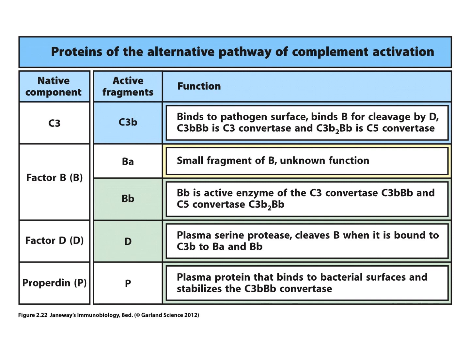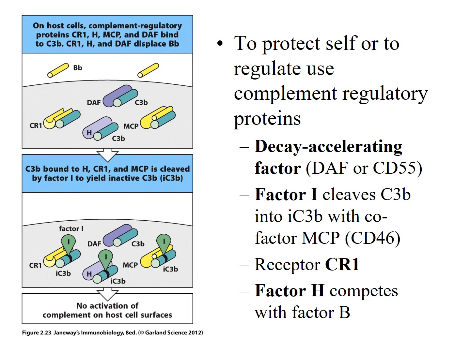Factor B, factor D, factor P associating to our surfaces. Factor I, which is also on the surface of our cells, will bind any C3b that's deposited on the surface of our cells and cut it into iC3b, which now has no known activity, and it just gets recycled as a serum protein by the liver.